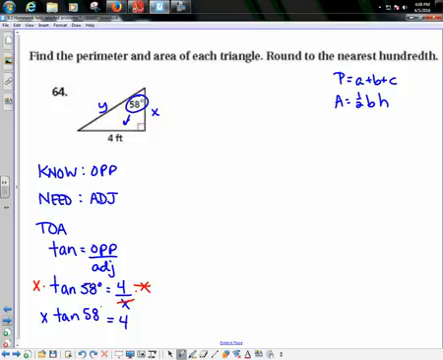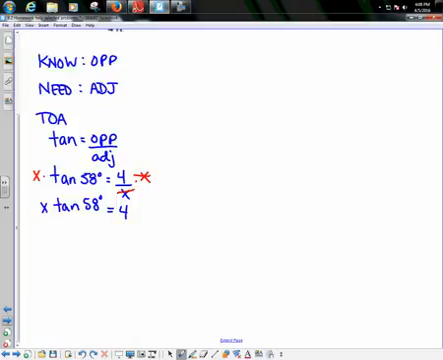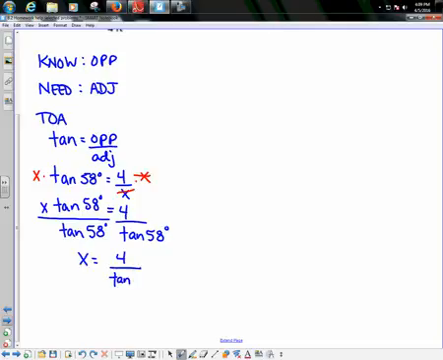But that really, all right, we're moving in the right direction, but that's not the answer that I need. I need to know what x is. Well, remember, tangent of 58 is just a number. I can go to my calculator, type in tangent of 58, and it's just going to give me a number. So I'm going to divide both sides by tangent of 58 degrees. So I will end up with x equals 4 divided by tangent of 58 degrees. So I'm going to go to my calculator.